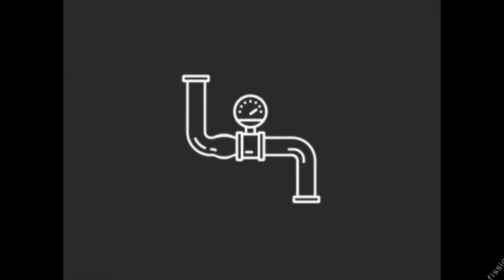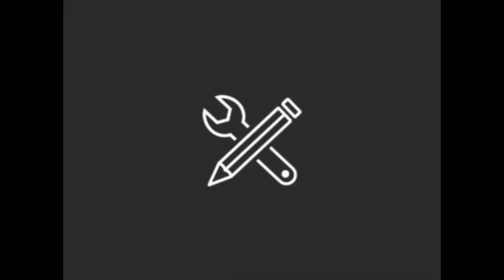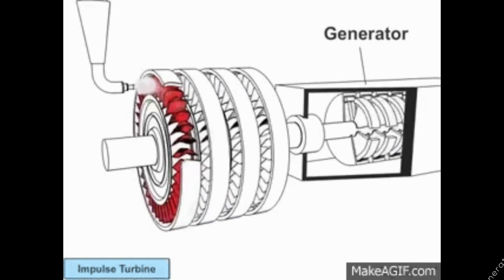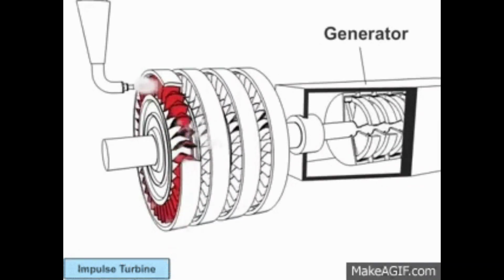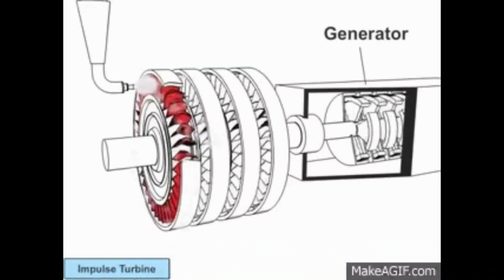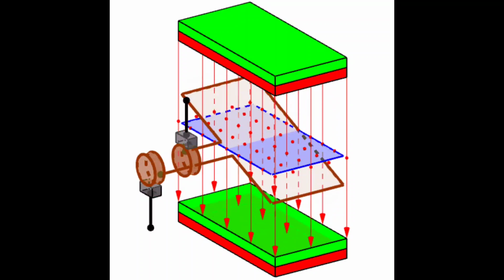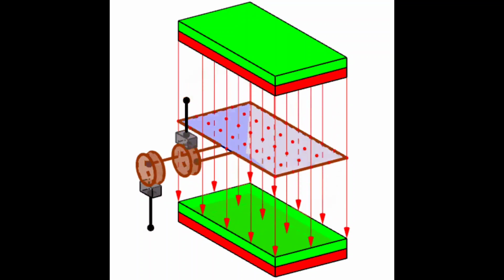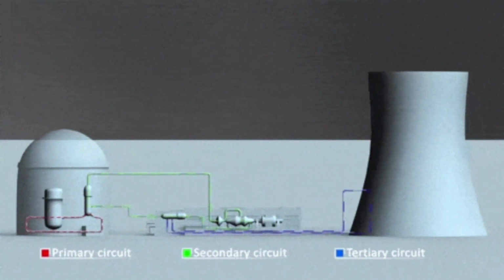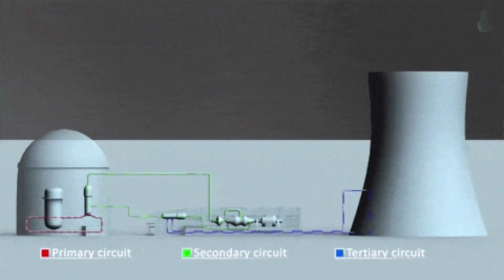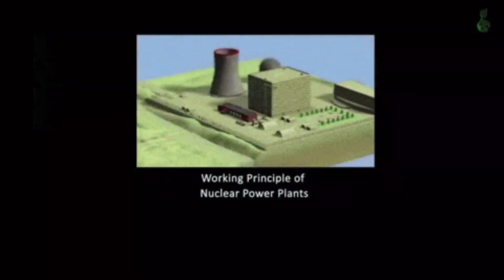Heat generation: the heat produced during fission is used to heat water, producing steam. Steam turbines: the steam turns turbines connected to generators, converting the heat energy into mechanical energy. Electricity generation: the rotating turbines generate electricity in the generators through electromagnetic induction. Cooling system: excess heat must be managed to prevent overheating. Cooling systems, such as water or gases, absorb and dissipate this heat.